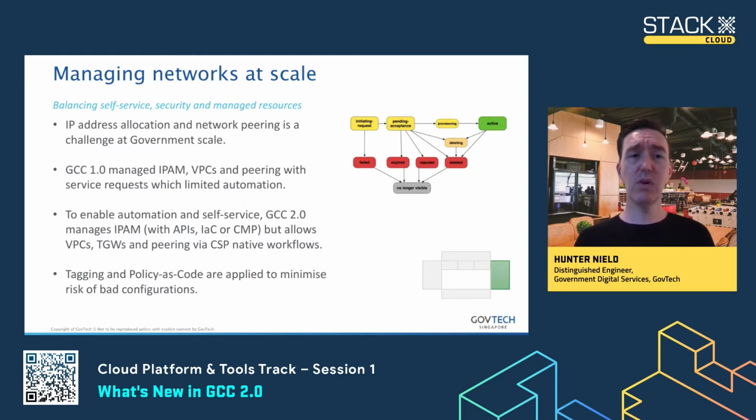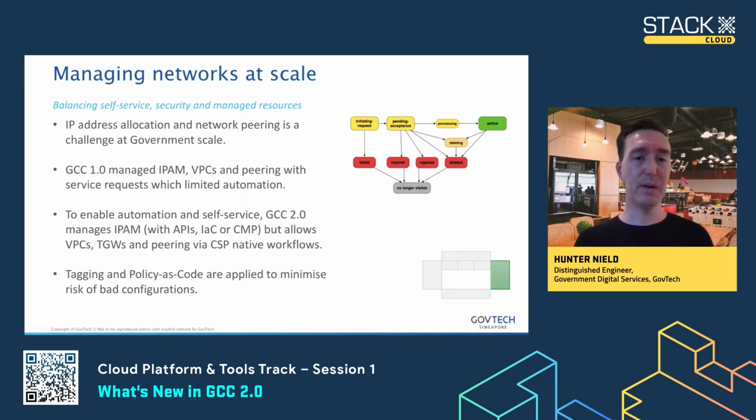So GCC 1 was typically managing IPAM, the creation of VPCs, the compartments, and the peering with service requests, which made it very, very difficult to do automation end-to-end. Important controls there, but we wanted to think about it with a little bit more control for the agencies. So we wanted to enable automation and self-service. And so there's a critical key piece there, things like IPAM to manage the IP address allocation.